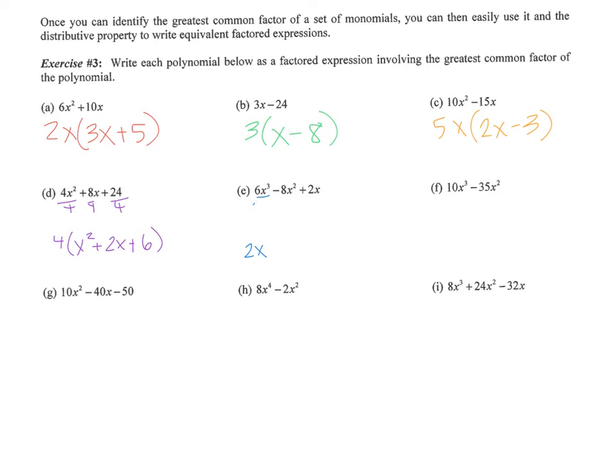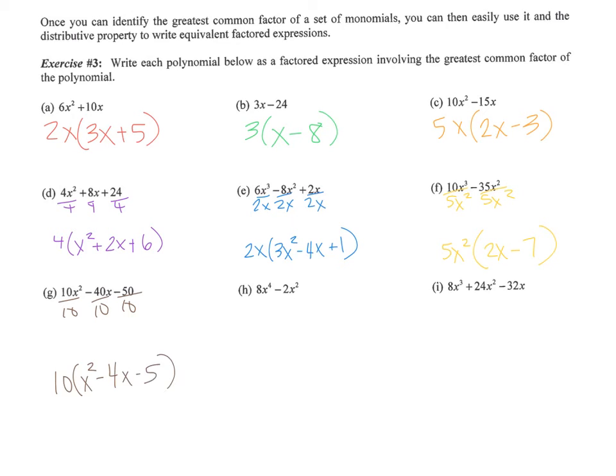Everything has a 2x, so divide by 2x. 6x to the third divided by 2x is 3x squared. 8x squared divided by 2x is 4x. And 1. They both have a 5x squared, so we divide everything by 5x squared. So I have 2x minus 7. Everything has a 10. So x squared minus 4x minus 5.